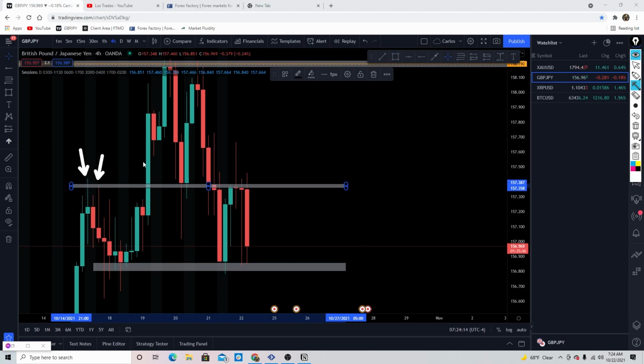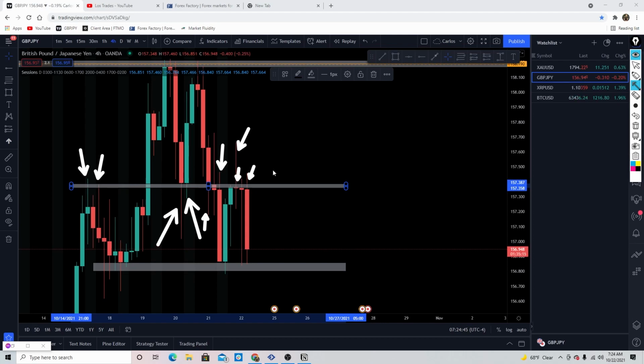Rejection, rejection. Price broke above, came right back down, rejection, rejection, up, came down, another rejection, finally broke below, started rejecting it, rejection, rejection, rejection. Simple as that. If anybody has any questions about how I draw my resistance and support levels, this is how I do it.